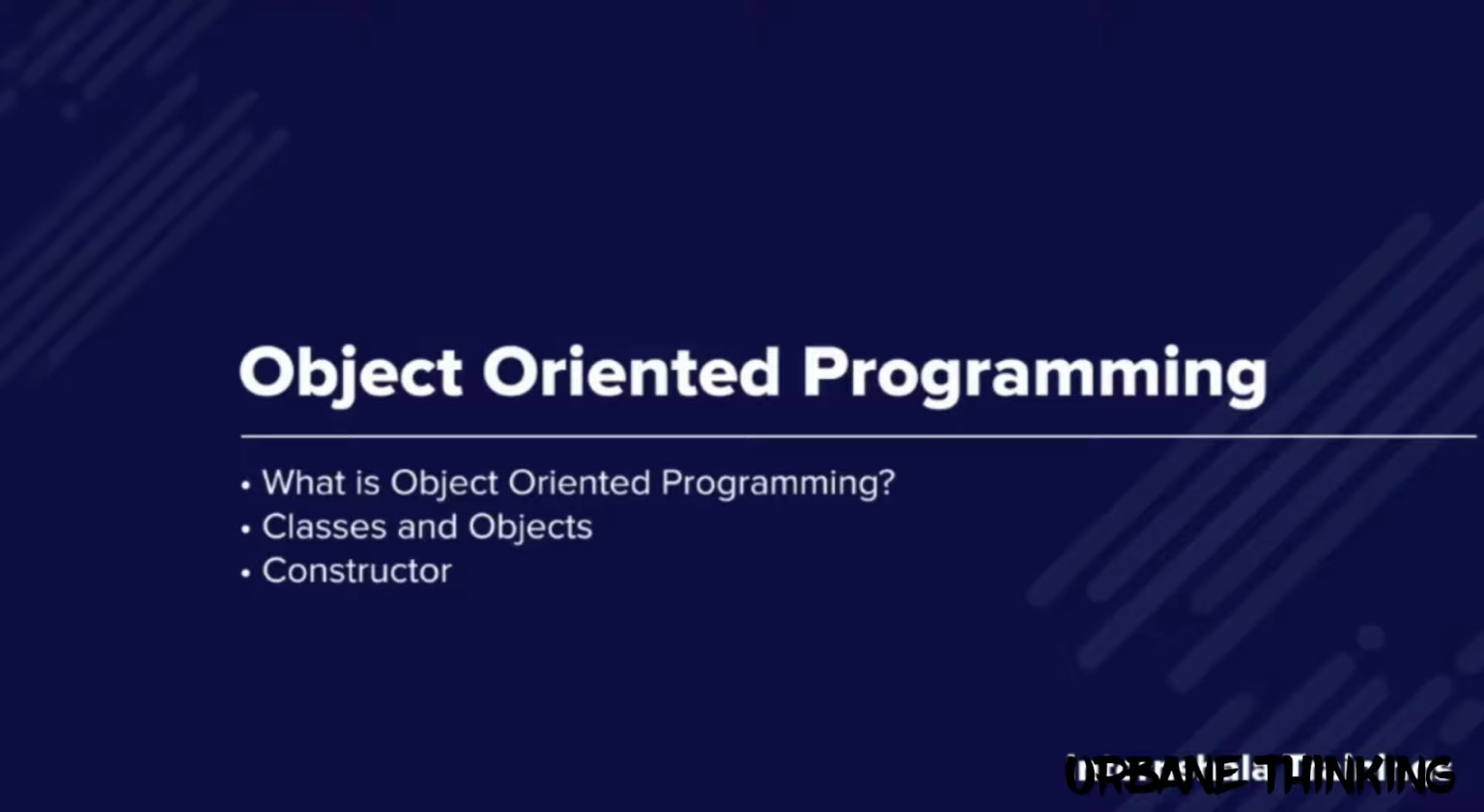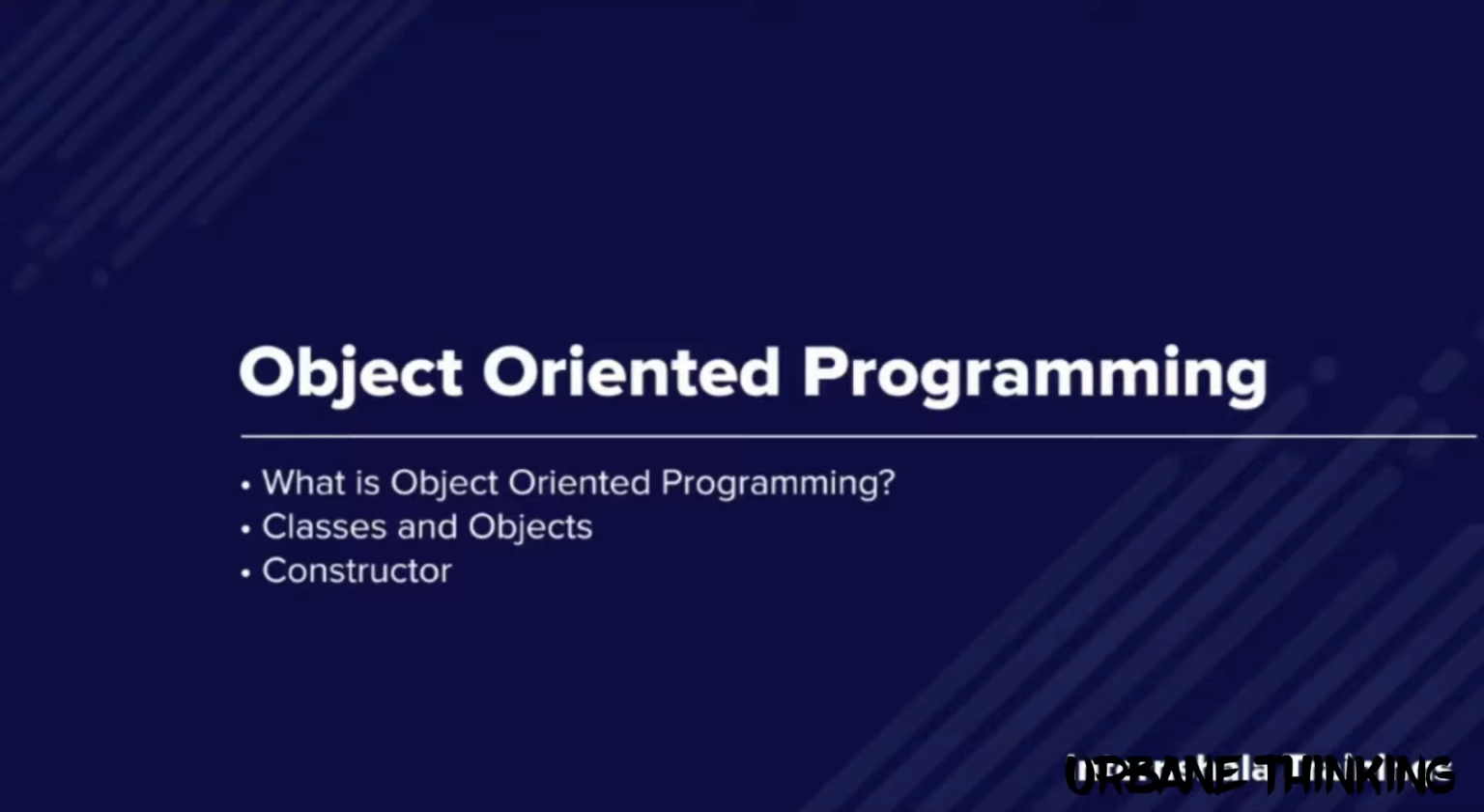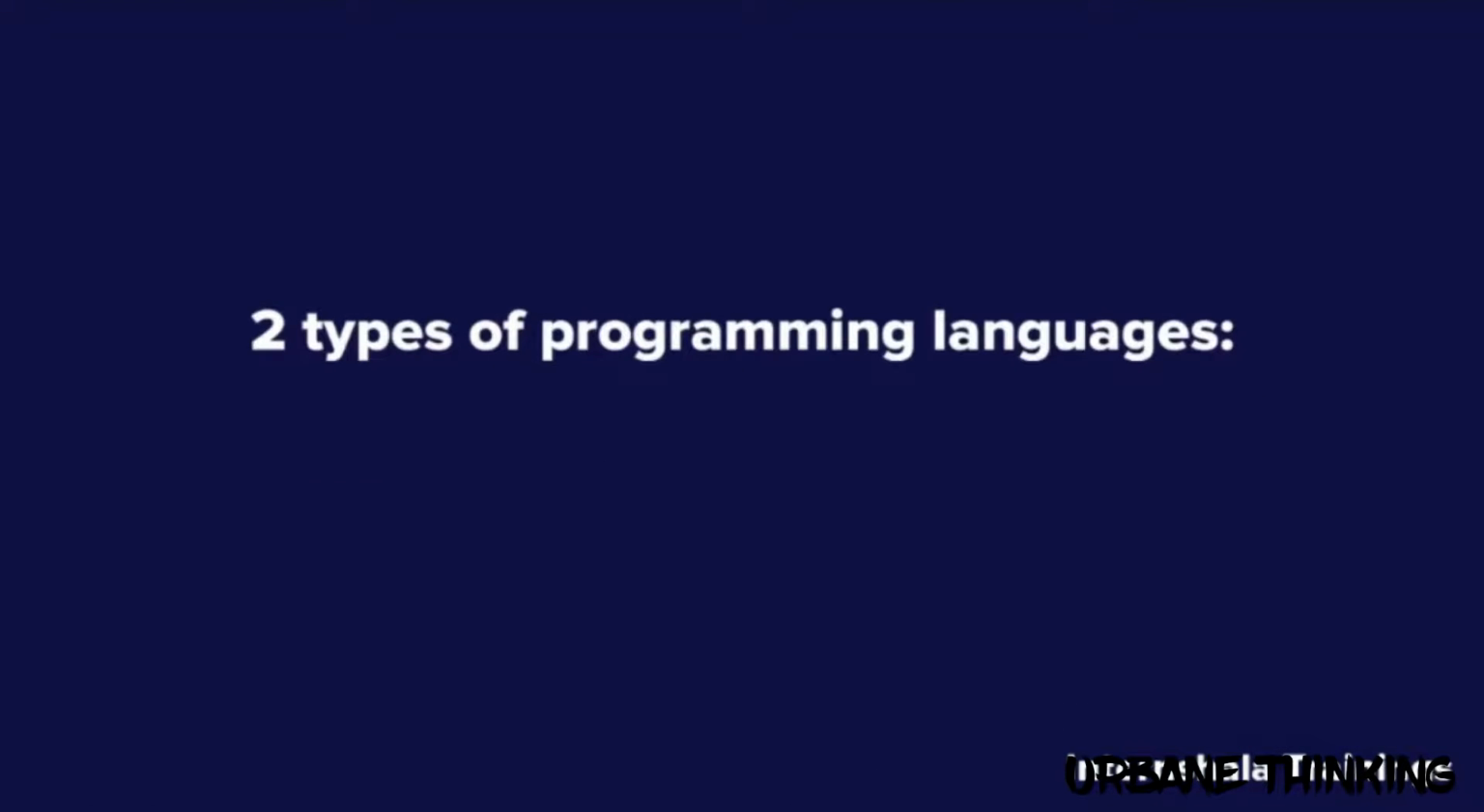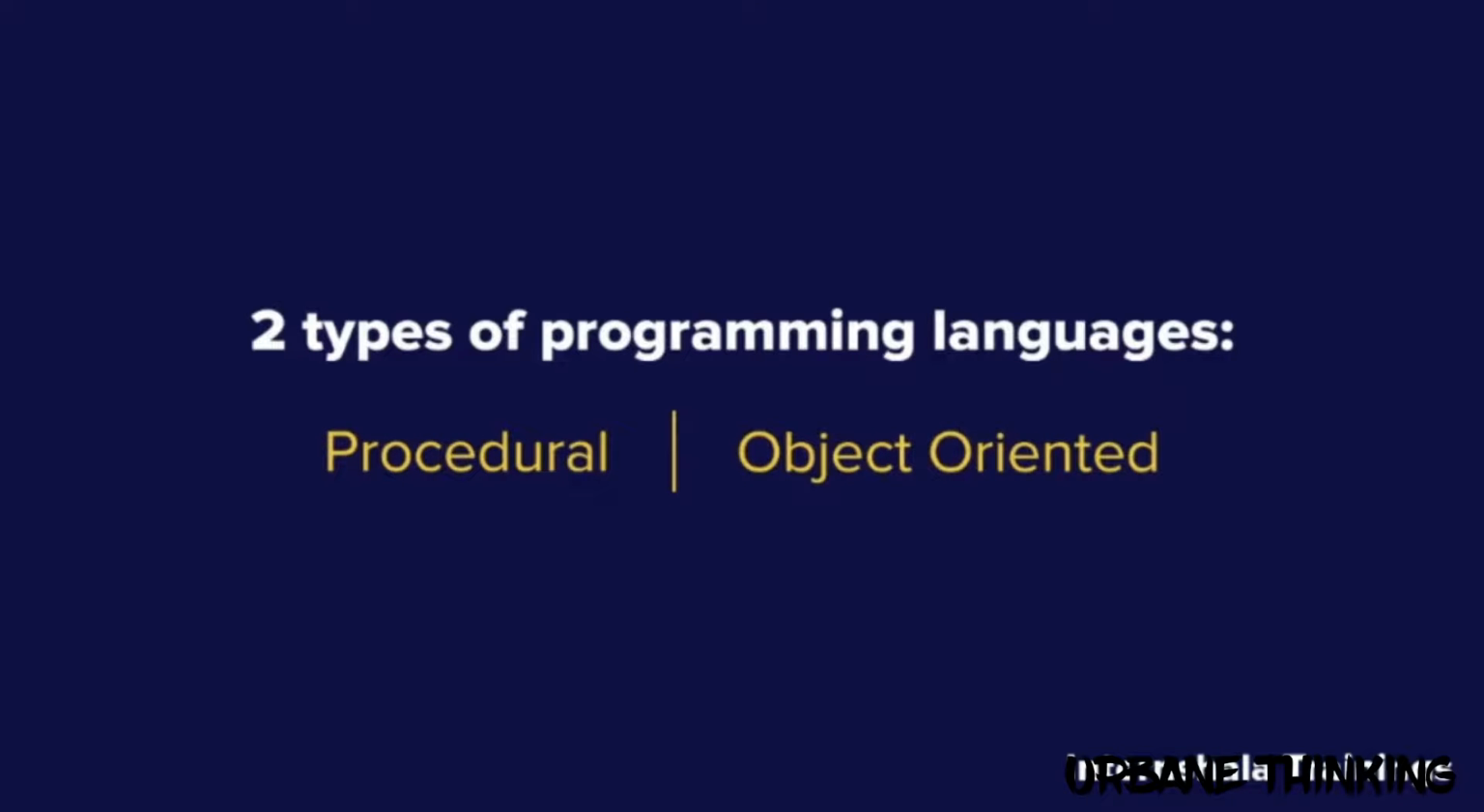Programming, as Kotlin is an object-oriented programming language. So programming languages are mainly of two types, procedural and object-oriented. You can think of it in this way.